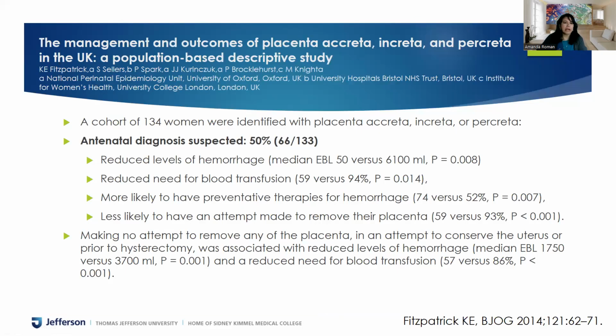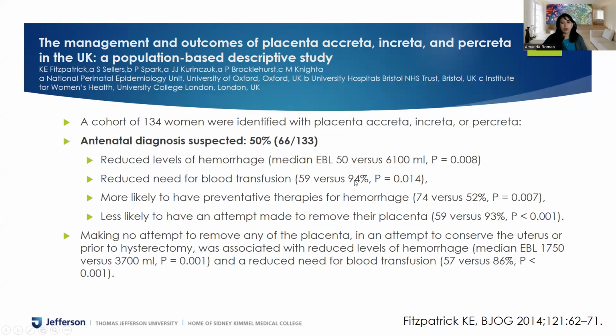So this study evaluated that topic, identified versus non-identified. Antenatally diagnosed were 50% of the cases. Patients that were identified before delivery had reduced levels of bleeding, with an EBL of 2.5 versus 6 liters. And why is that? It's mostly because you don't know that there is a placenta accreta and you try to deliver the placenta. And in that moment, there is heavy bleeding, you're not ready for a hysterectomy. And by the time you're ready, it's 10 minutes and the patient has bled 5 liters in those 10 minutes. Reduced need of blood transfusion, 59% versus 94%.